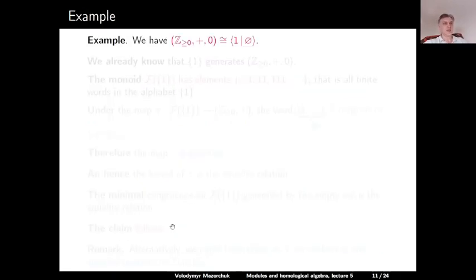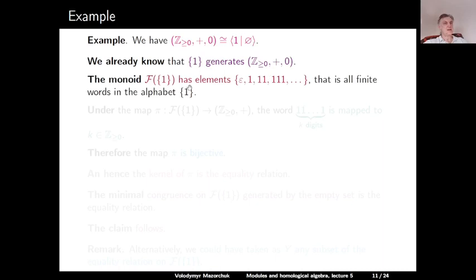For example, the monoid of all non-negative integers with respect to addition is given by one generator, the singleton set 1, and no relations, the empty set of relations. Indeed, we already know that 1 generates this monoid, and the free monoid generated by the singleton set 1 has as elements exactly all finite words in the alphabet 1. So we have the trivial word epsilon, the word of length 0, and then the words 1, 1 1, 1 1 1, and so on.